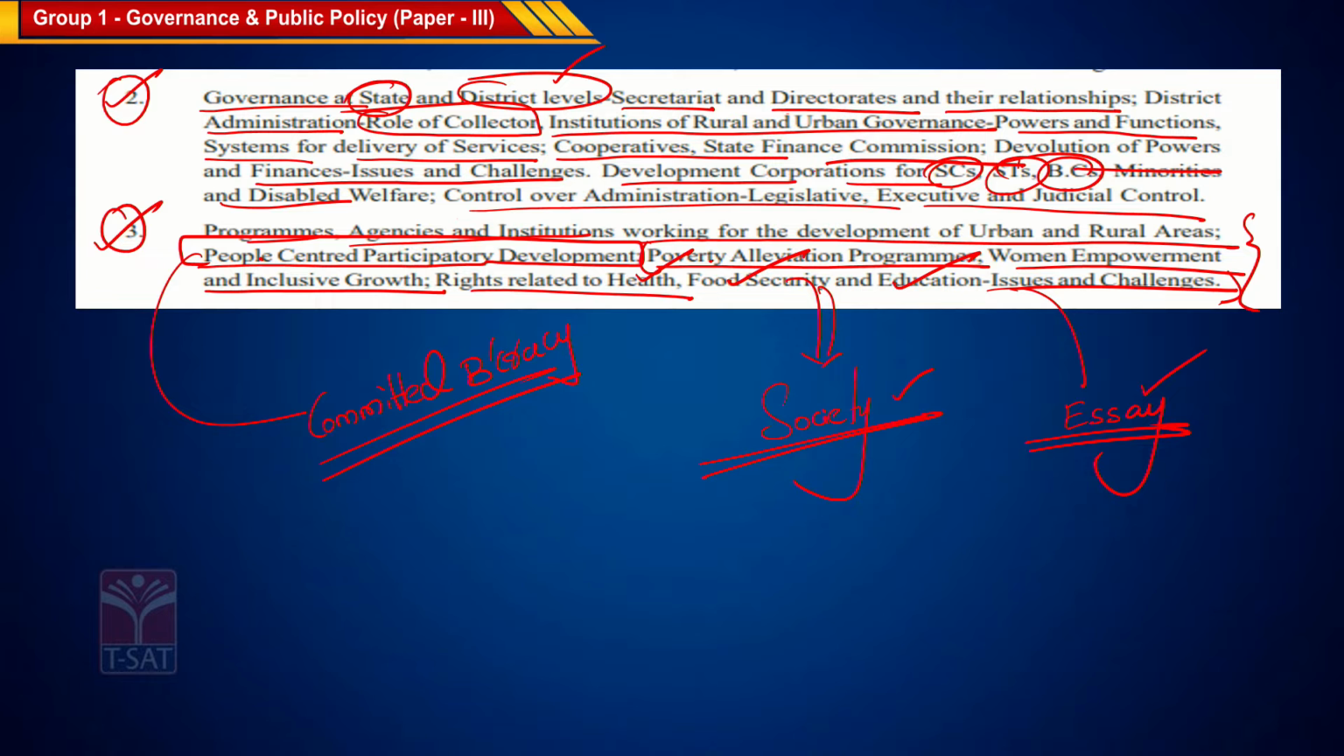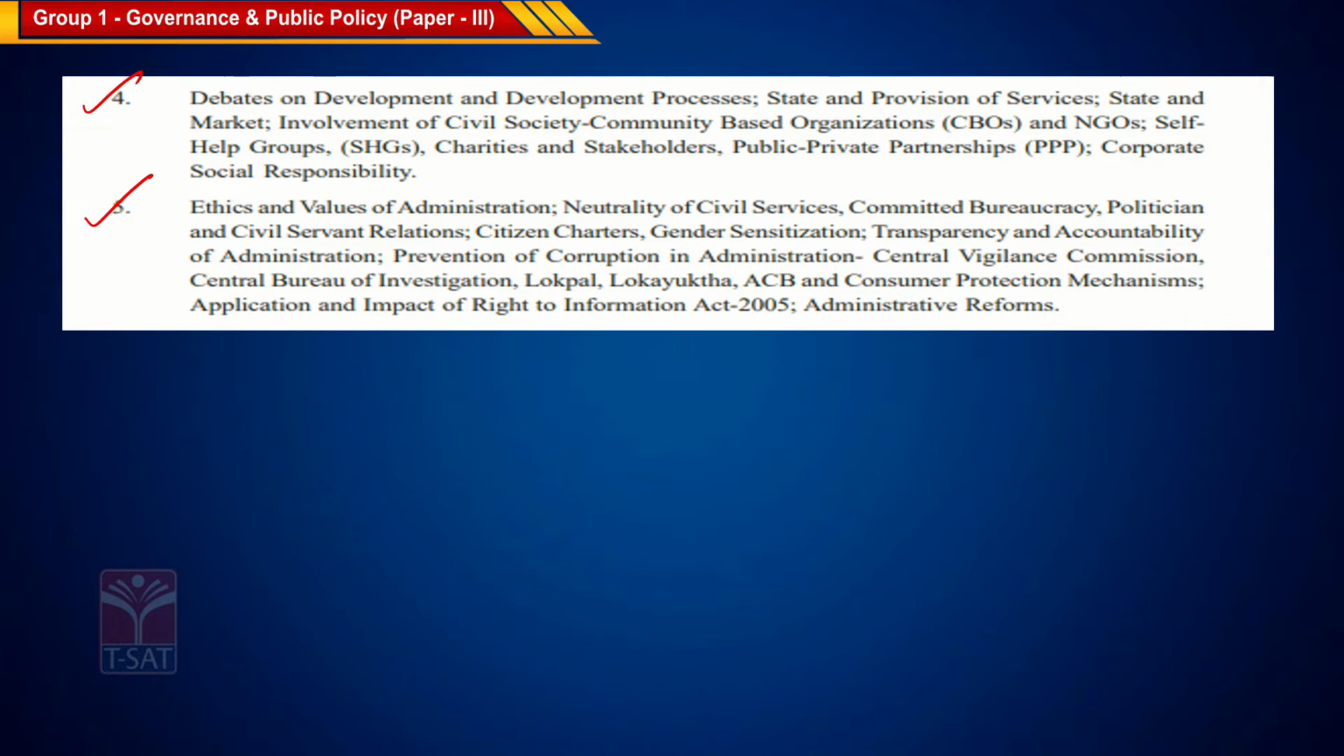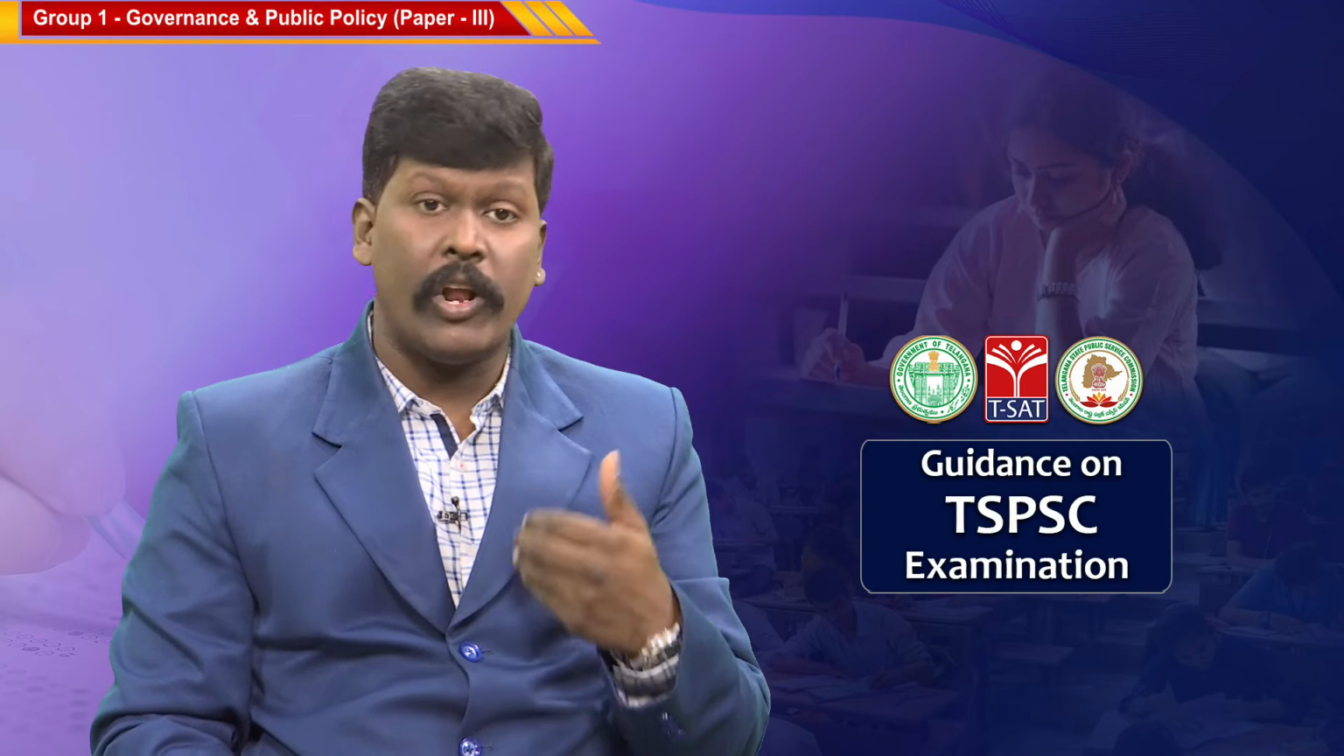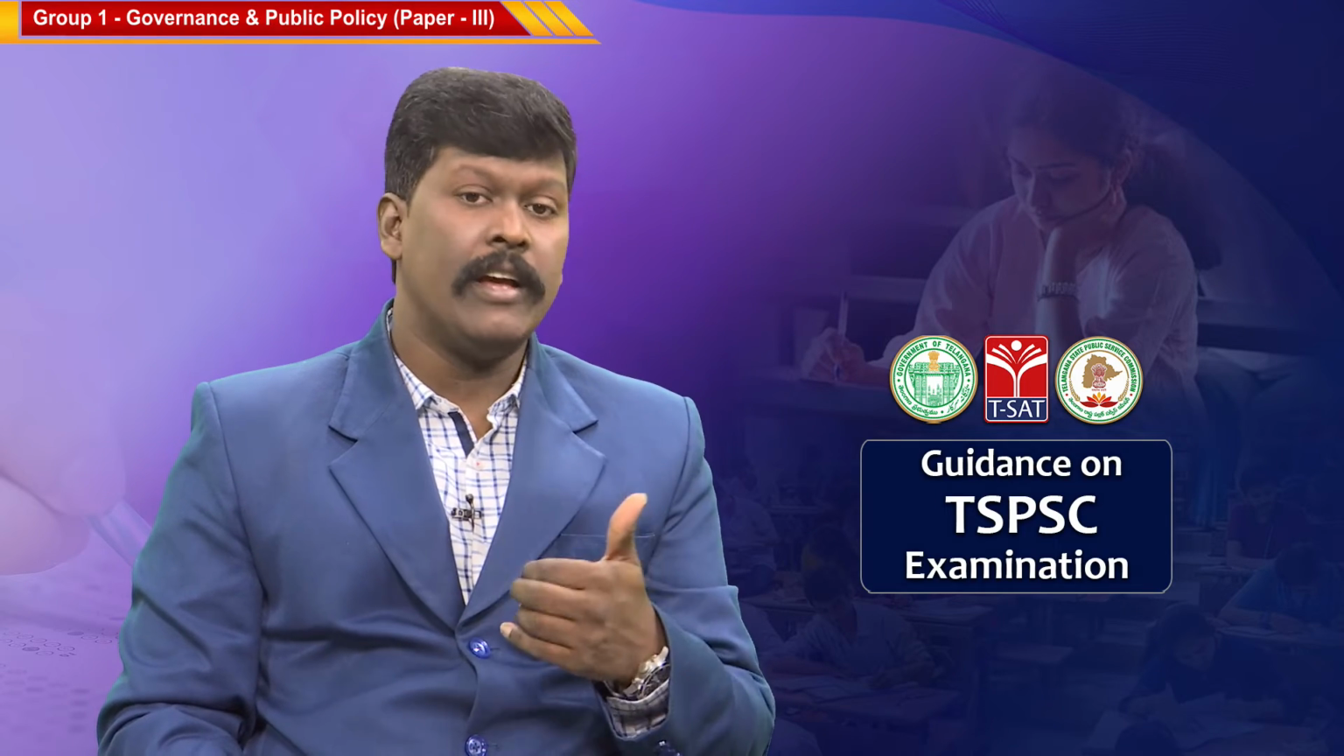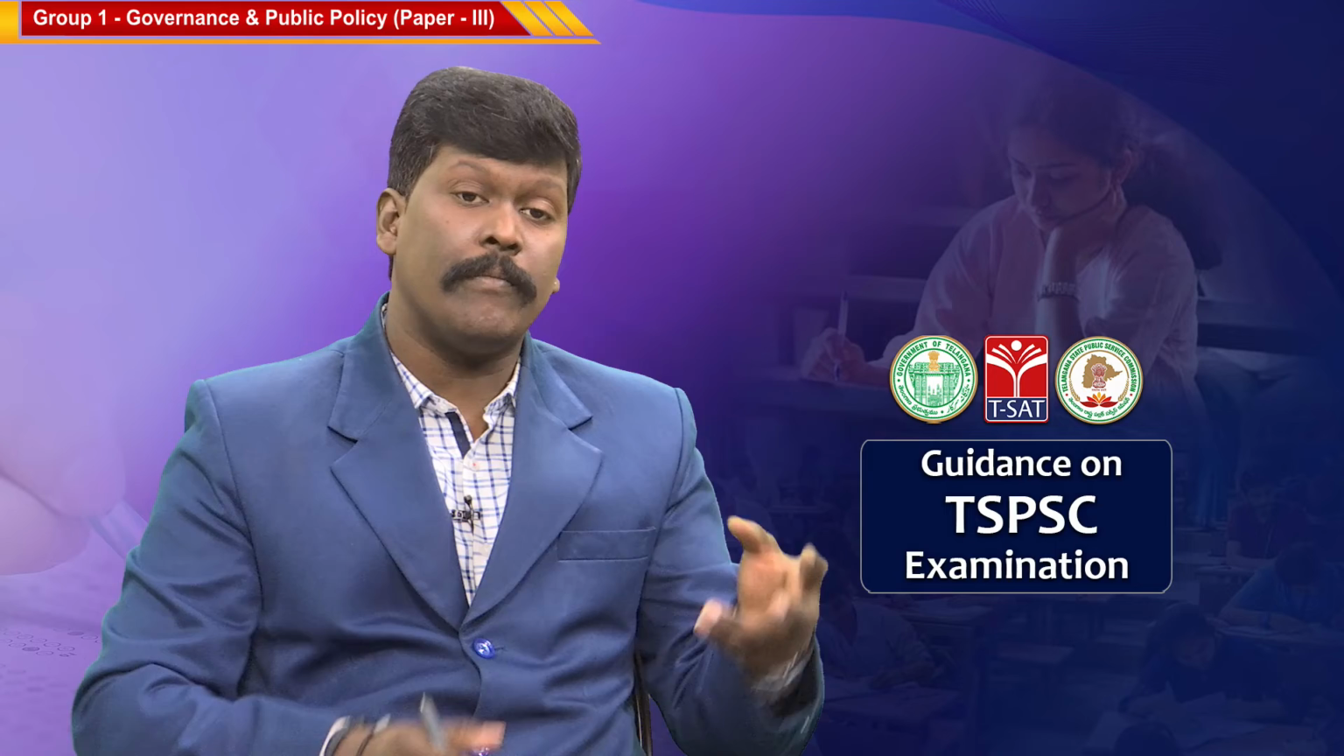So, this is how you need to read the subject. Now, if you look at the fourth chapter, debates on development and developmental process. See, there is a difference between development and growth. We need to know the difference between development and growth for us to understand what is developmental process. So, developmental process is a different scenario altogether. Development is a measure on the quality of the person. Growth is a measure on the quantity of a person. So, that is the thing here.